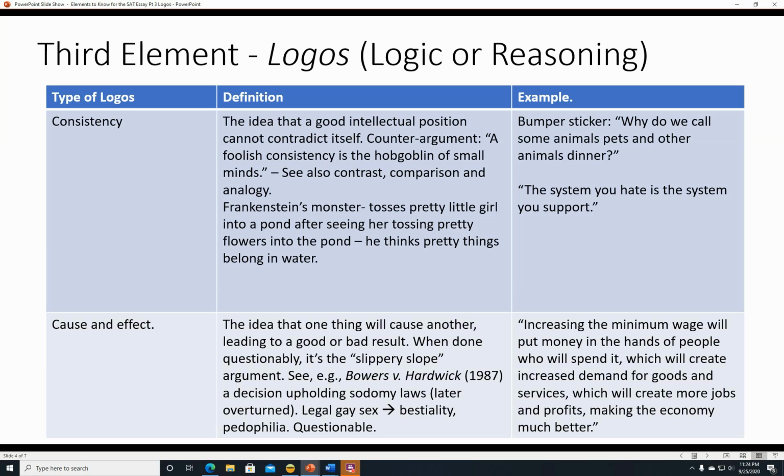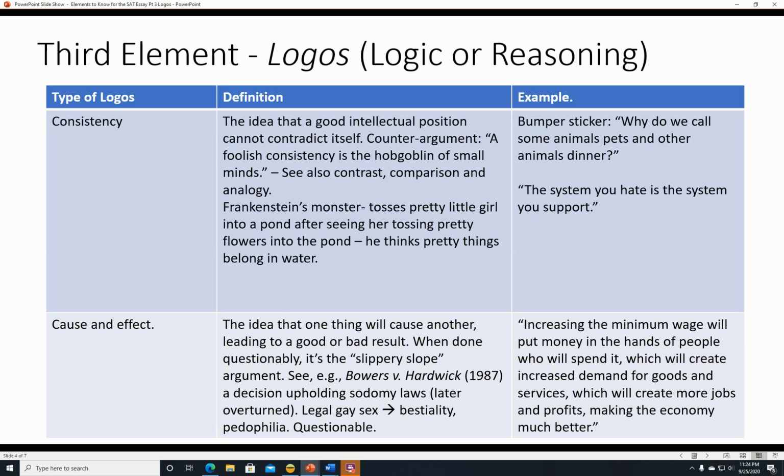So it's questionable. The next example might be increasing the minimum wage will put money in the hands of people who will spend it, which will create increased demand for goods and services, which will create more jobs and profits, making the economy much better.